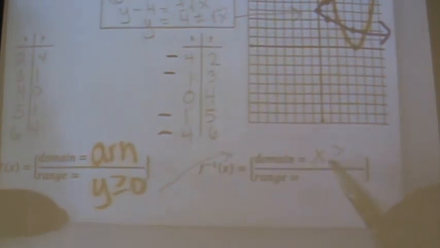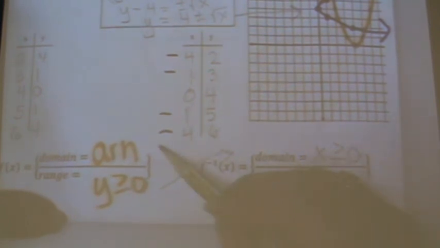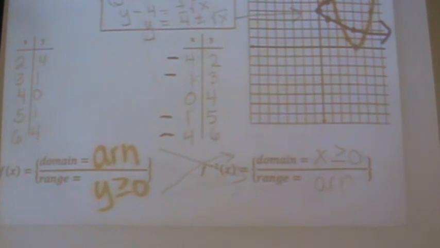Now, it's not a function, so don't replace this y with f negative 1 of x. This equation right here is the name of this in blue. Now, we have to state the domain and the range. What's the domain going to be? X is going to be greater than or equal to 0, and your range is going to be all real numbers. These just get switched. And that's it.